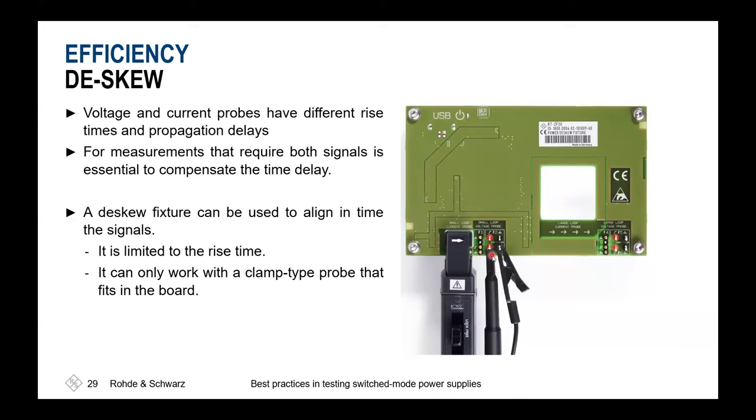So here it's very important to just keep in mind, you'll have to deskew to do a proper efficiency calculation at the end. Otherwise, the efficiency of your device might appear lower due to this effect that voltage and current are not in phase.